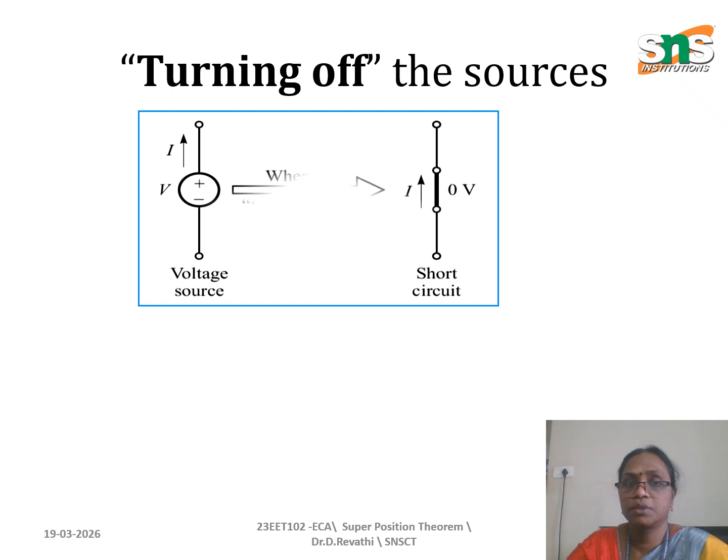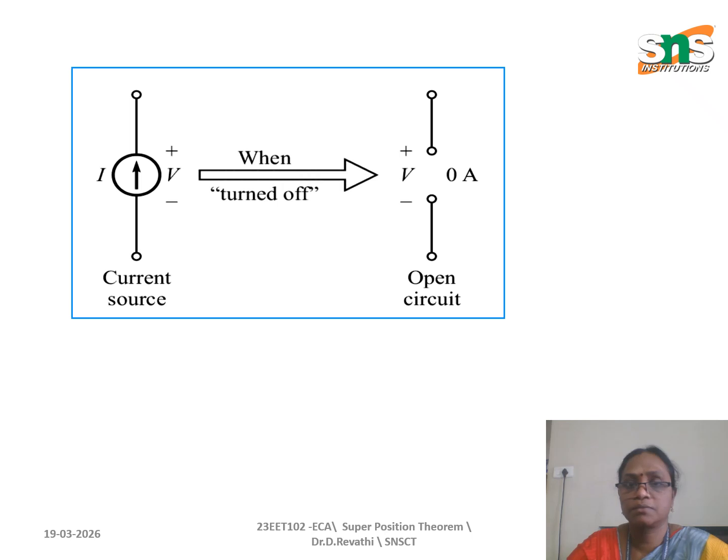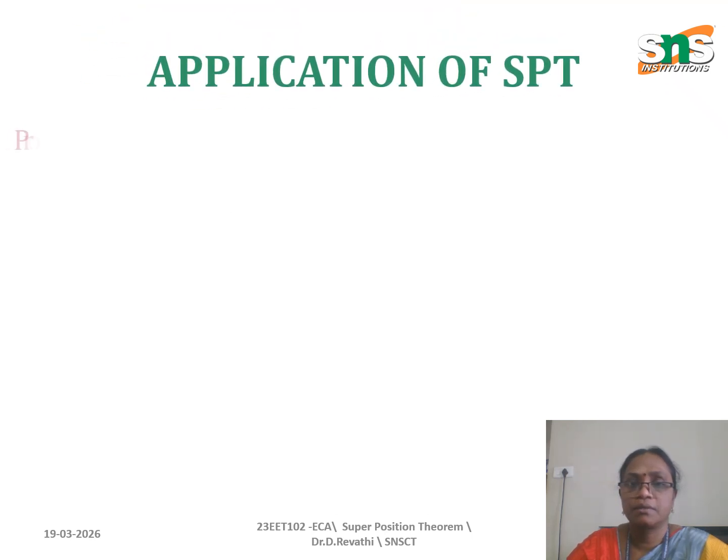Here I have shown you the turning off of sources. Voltage source we have to short circuit. If it is a current source, we have to open circuit. Right.